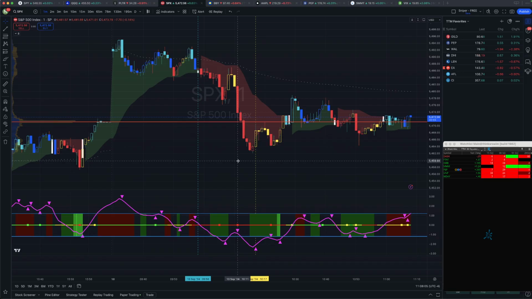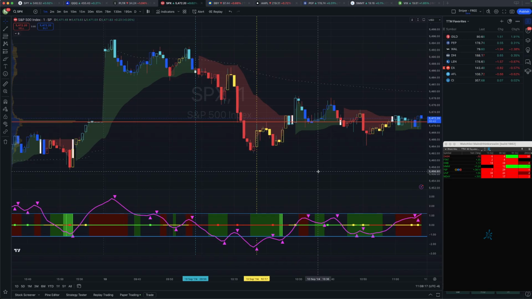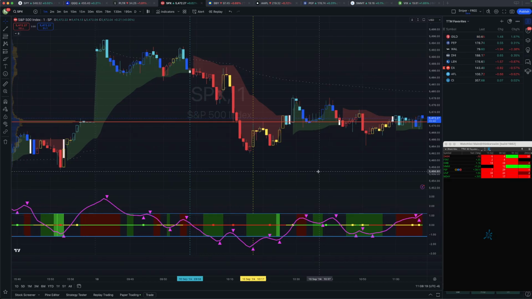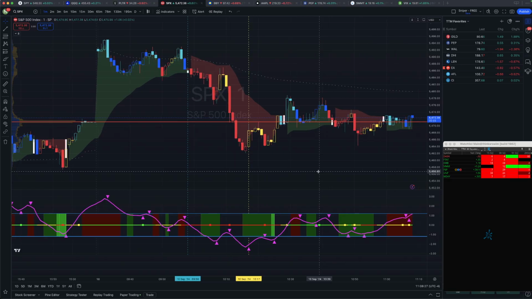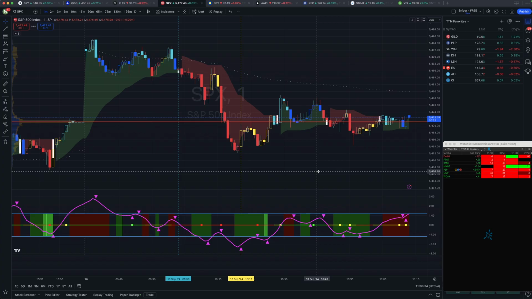The nice thing about those is you're in and out in a few minutes when they do set up, and you're flat overnight, which for a lot of people is nice because you don't have to worry about gap ups and gap downs. They're pretty volatile and they move pretty fast, so you have to have good risk management. But you can do pretty well trading these intraday. The only issue is you kind of have to be in front of your computer most of the day.